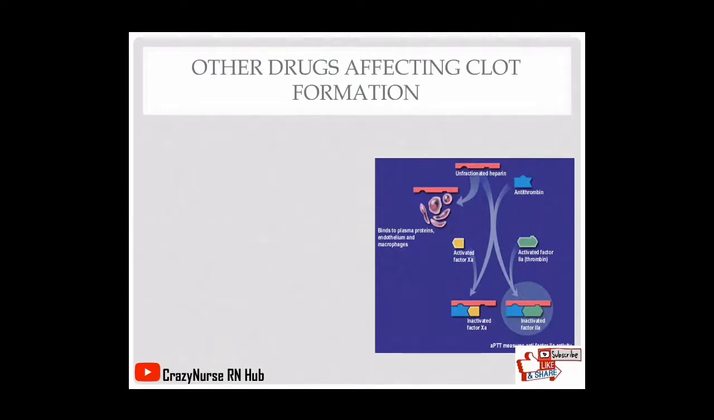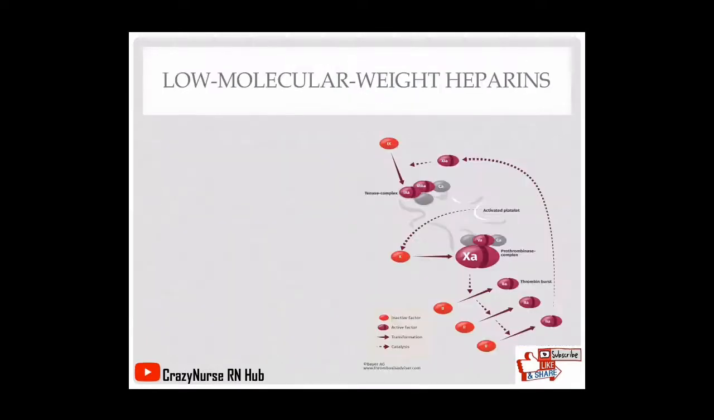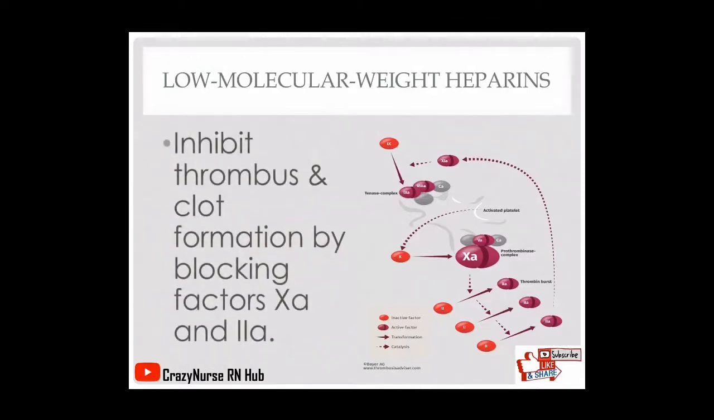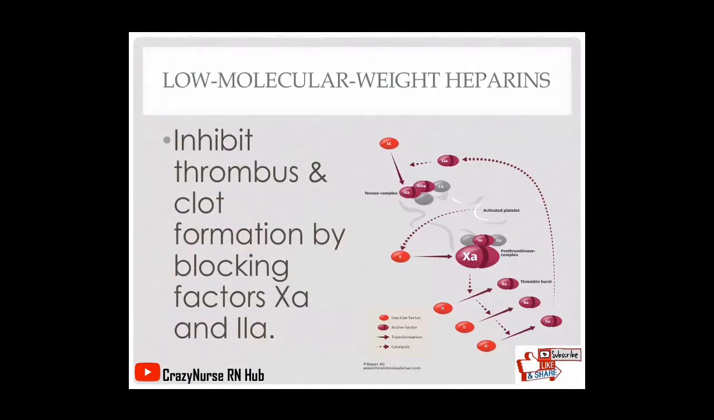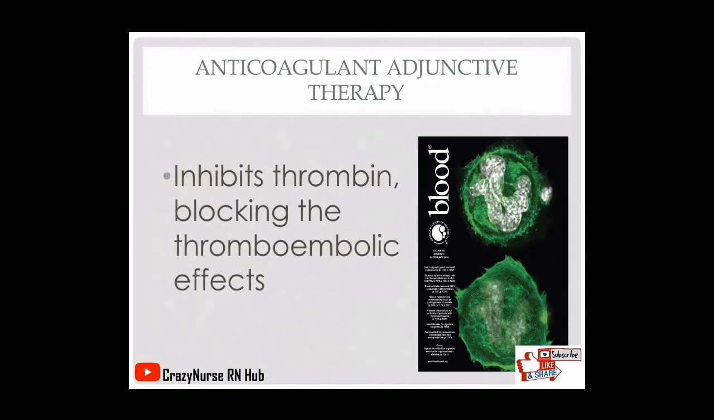We also have other drugs affecting clot formation. We have your low molecular weight heparins, adjunctive agents, and hemorrheologic agents. So let's discuss first your low molecular weight heparins. They inhibit thrombus and clot formation by blocking factors 10A and 2A. We also have your anticoagulant adjunctive therapy. It inhibits thrombin, blocking the thromboembolic effects.